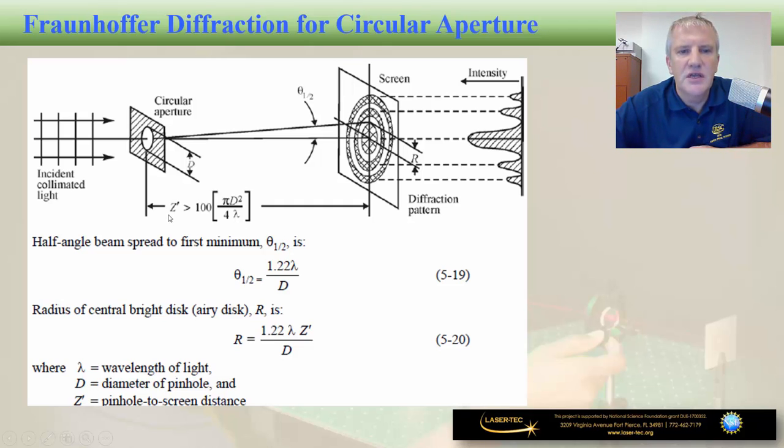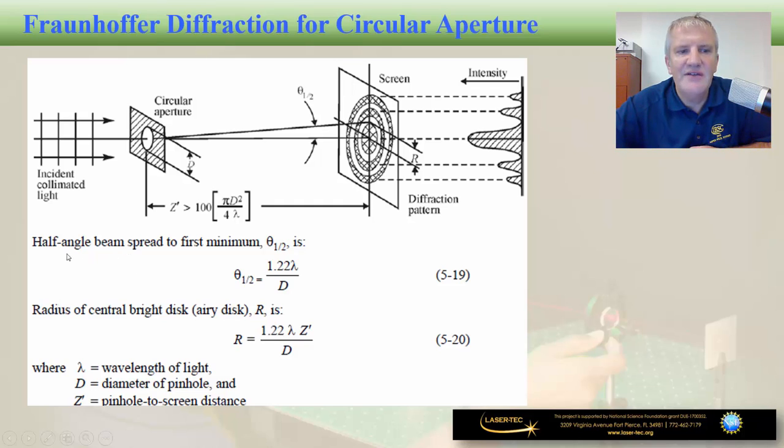In other words, the distance between the circular aperture and the screen in the back has to be at a certain minimum that's established by the formula I've introduced on previous slides. And then here we have a few formulas that can give us information about certain dimensions of these features that appear in a diffraction pattern.